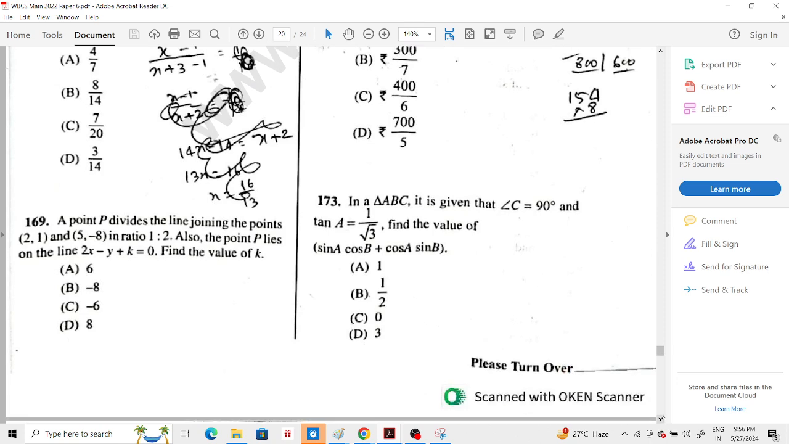Sir, yes. Sir, in number 307, the rate is not given. Okay, I'm checking.